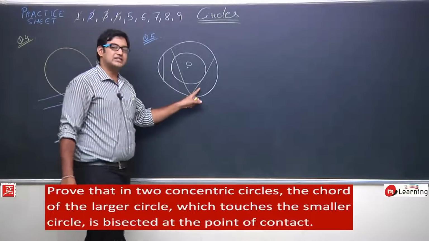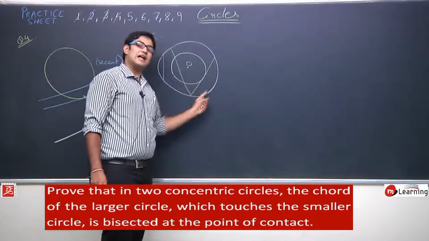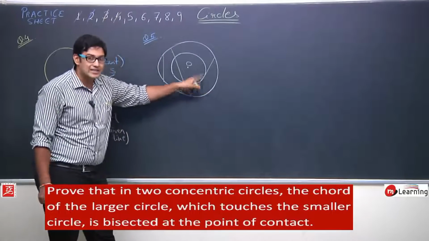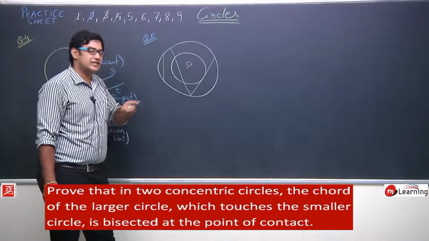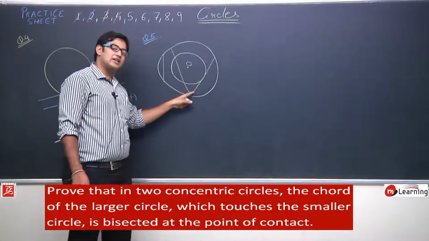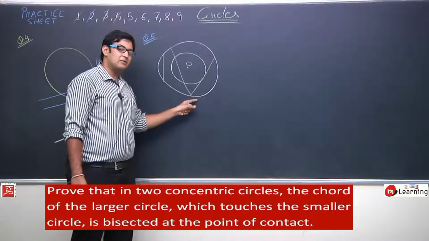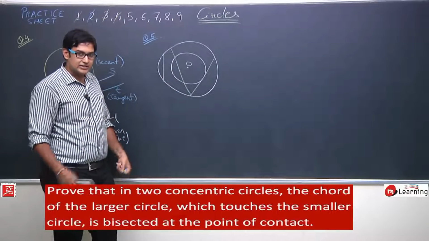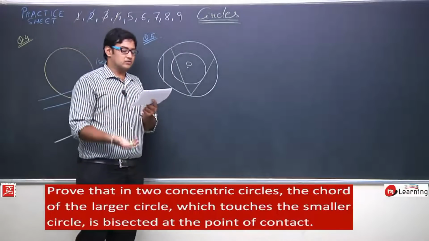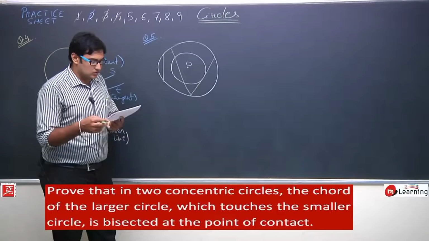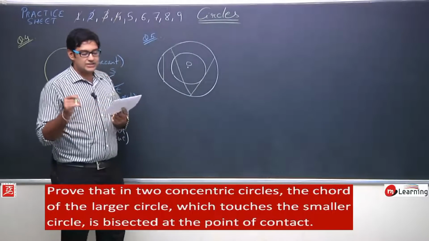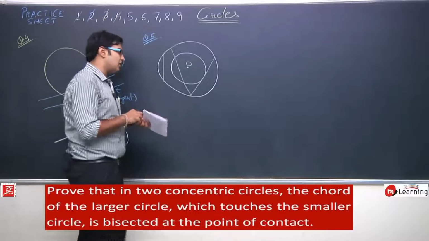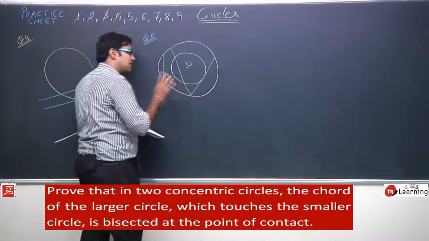Now, what about this chord? This is a chord for the larger circle, but you can see this chord is touching the circle at a single point. That's why I will say that this line is a chord for the larger circle but a tangent for the inner circle. Okay, this is how the question is explaining. So which touches the smaller circle. So we need to consider only the chord which touches the smaller circle.